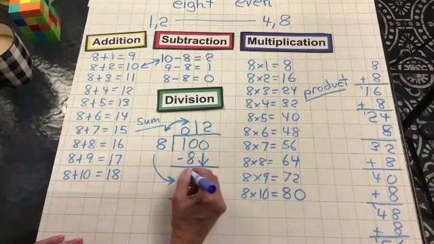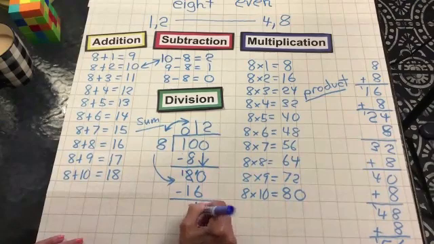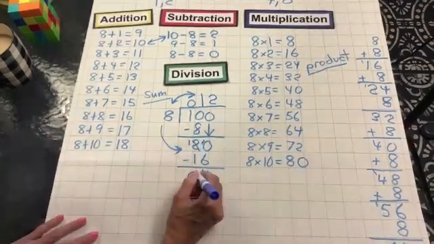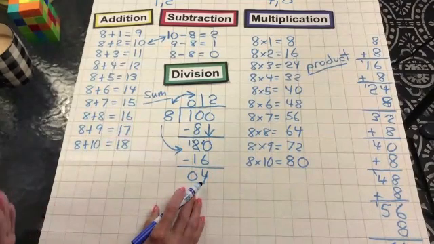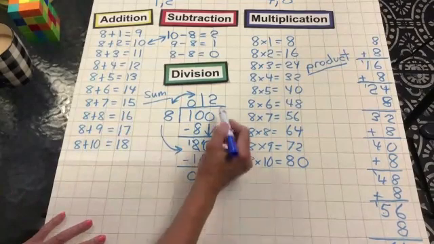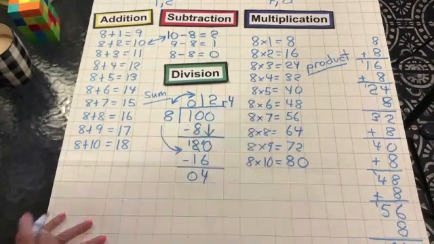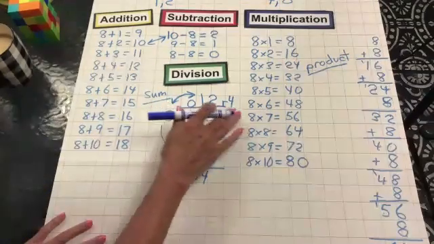So 20 minus 16, well, we need to borrow, making that 10. 10 minus 6 is 4. And 1 minus 1 is nothing. Does 8 go into 4? No. So we know we did that column right, but there's no other numbers to drop down. So that means we have a remainder 4. So 8 goes into 112 whole times with a remainder of 4.